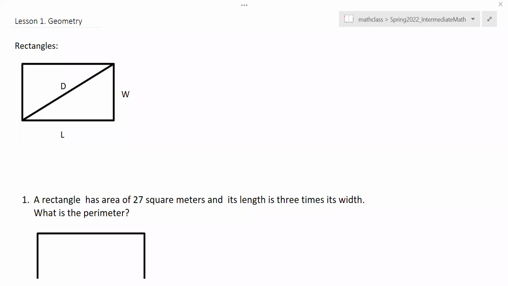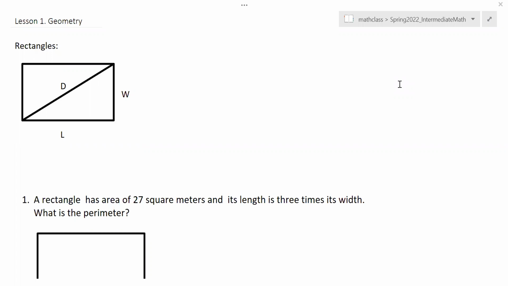Today's topic is about geometry. Okay, let me quickly go over the formulas for rectangles. In pre-algebra, you already learned the formulas for the perimeter and for the area of the rectangle, right?